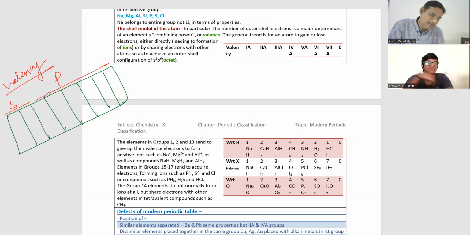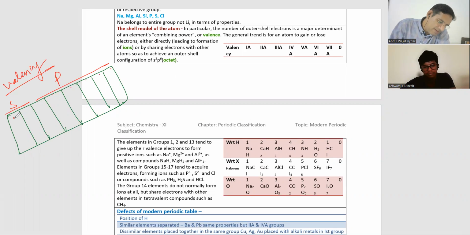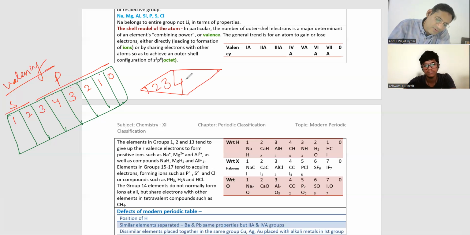First A, second A, third A, fourth A, fifth A, sixth A, seventh A, and zero group according to the North American system. Fine. So here, what will be the valency? 1, 2, 3, 4, 3, 2, 1, 0. Valency first increases: 1, 2, 3, 4, then 3, 2, 1.